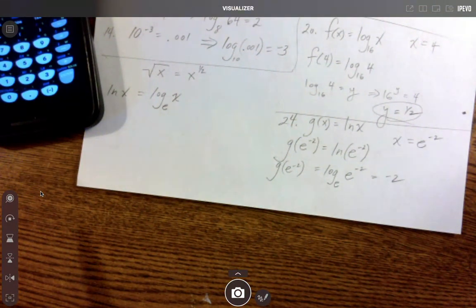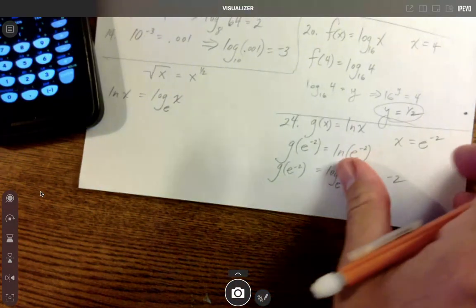All right, some more things about logs. Let's see. There is a restriction on the domain. And I'm not seeing where that is. Well, I guess I'll just cover that later. Let's just continue with these example problems. All right, so that was number 24.